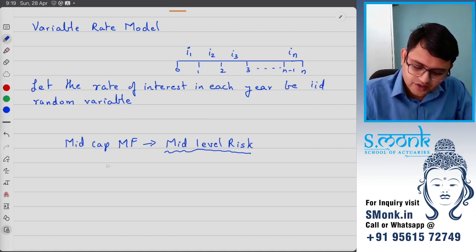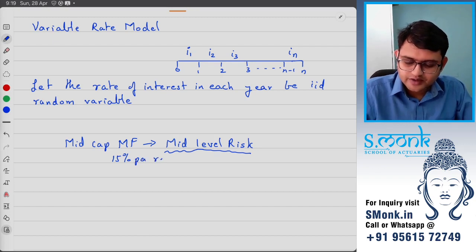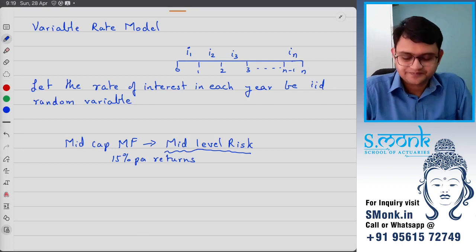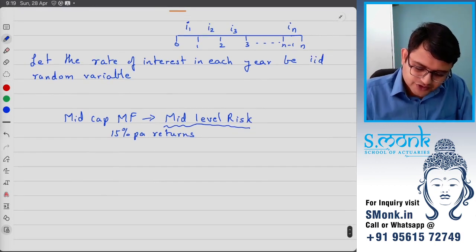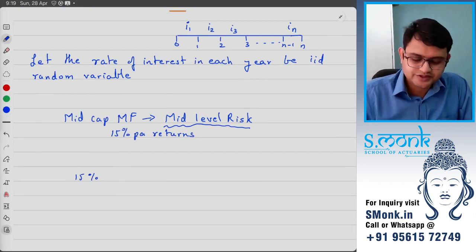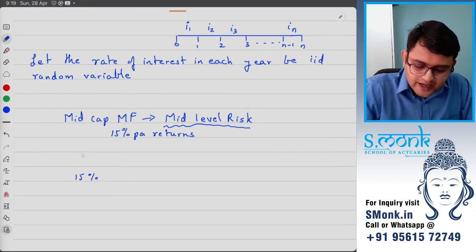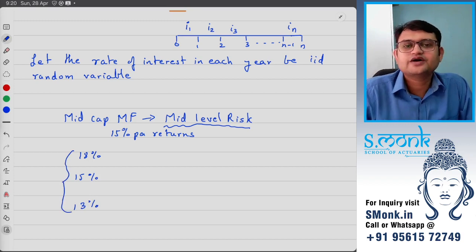So let's say for a mid cap, we are expecting 15% returns. Okay, 15% per annum returns. This is what we are expecting. Okay, so I'll say majority time my returns are going to be 15%, but it can go as high as, let's say, 18% and as low as 13%. Okay, so this becomes my range and I can figure out the probability.